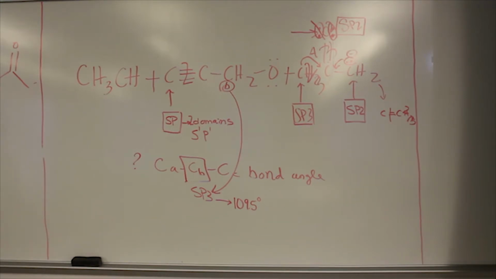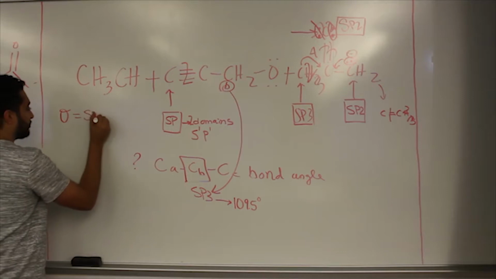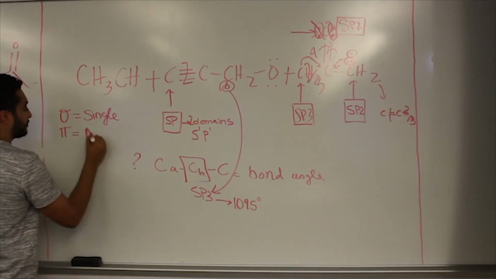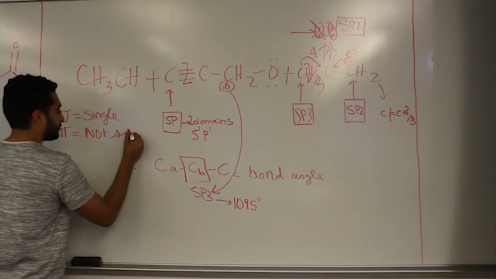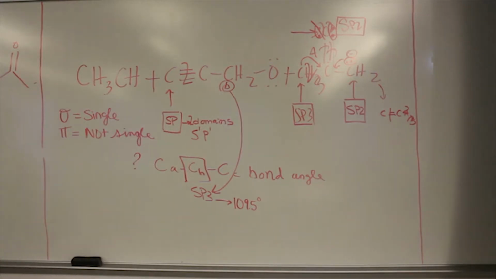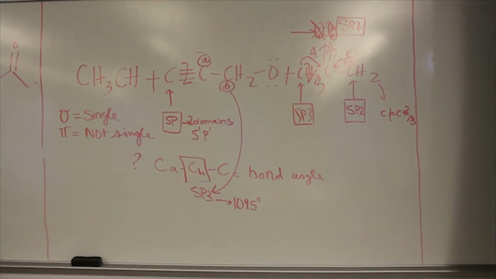So the next question says that the sigma bond. What's a sigma bond? Do y'all know? Single bond. Yeah. So sigma bonds means single. And what do pi bonds mean? Double. Pretty much not single. It could be anything, or it could be a combination of multiple singles. Yeah, so the sigma bond between the atoms labeled as A, which is this one, and the carbon labeled as B, which is this one.